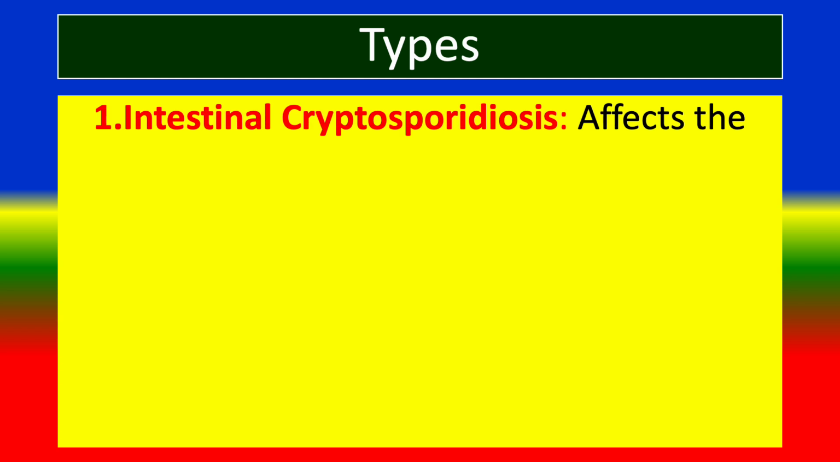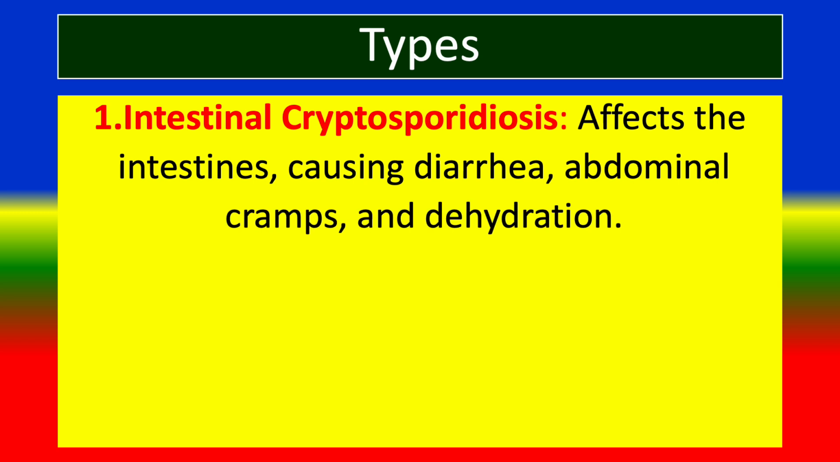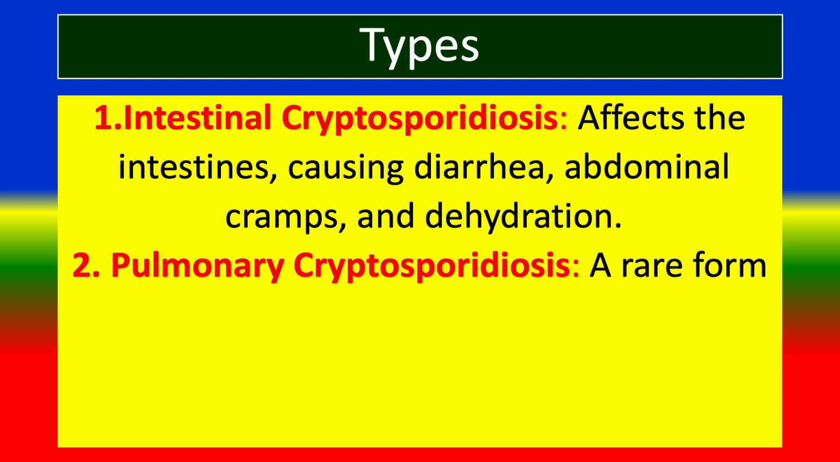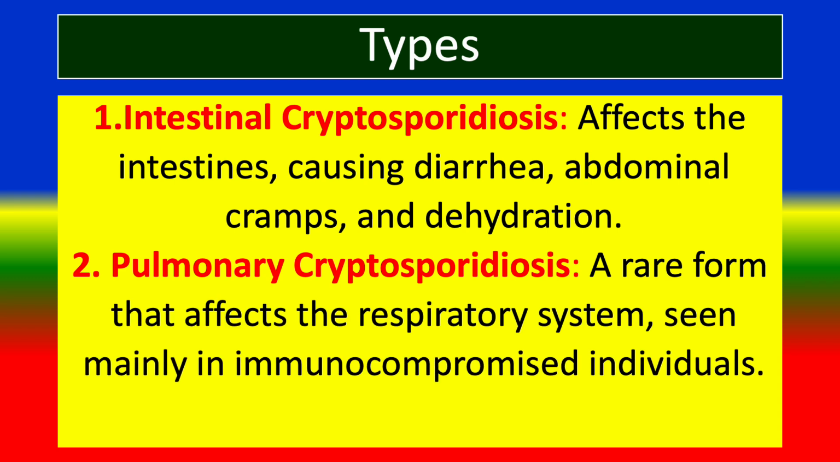Types. 1. Intestinal cryptosporidiosis affects the intestines, causing diarrhea, abdominal cramps, and dehydration. 2. Pulmonary cryptosporidiosis, a rare form that affects the respiratory system, seen mainly in immunocompromised individuals.